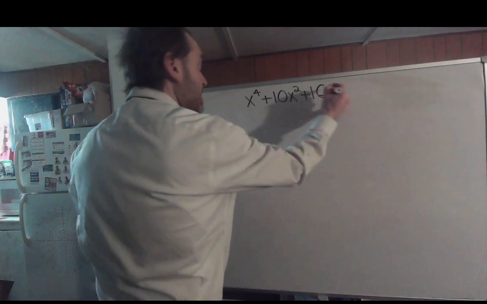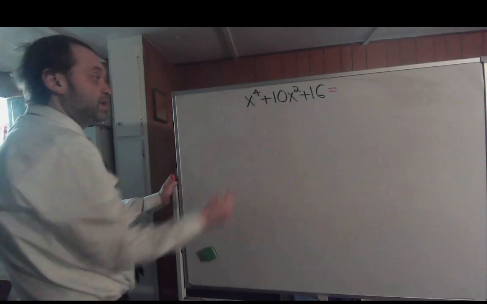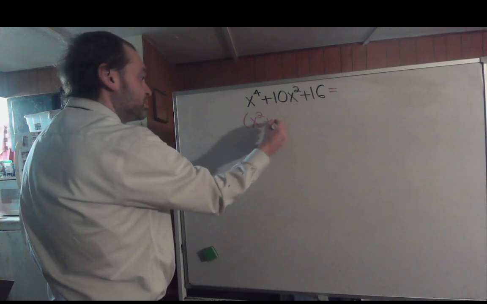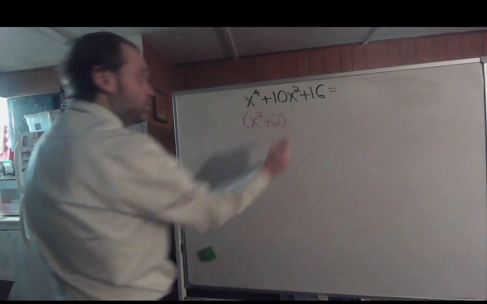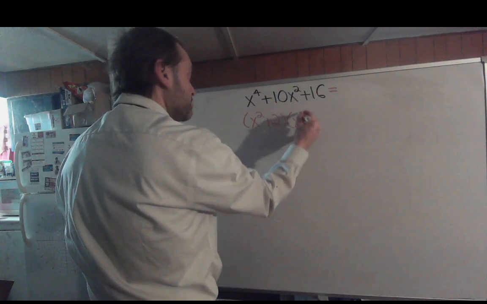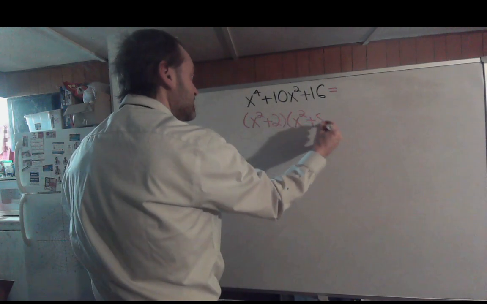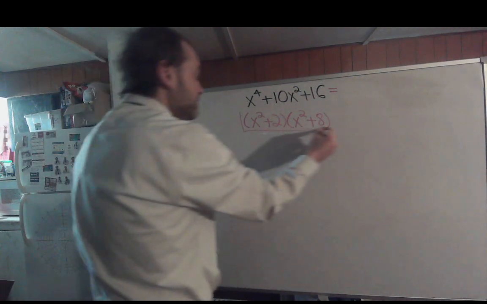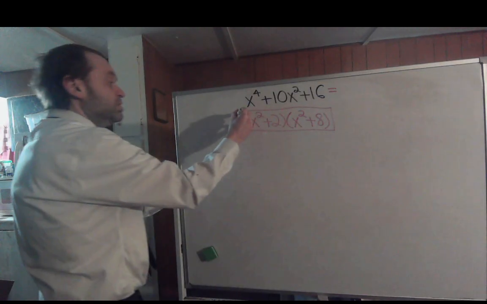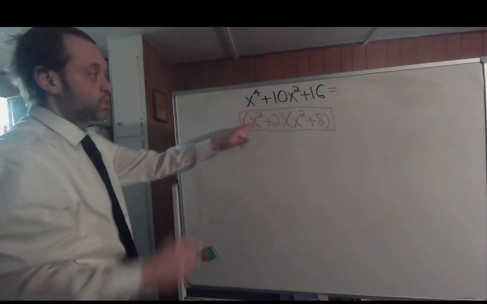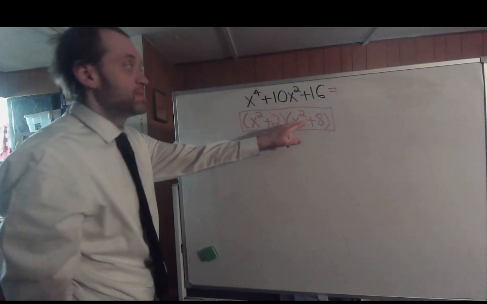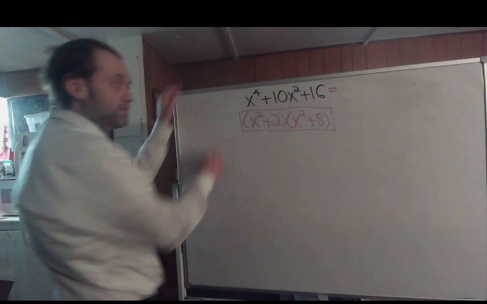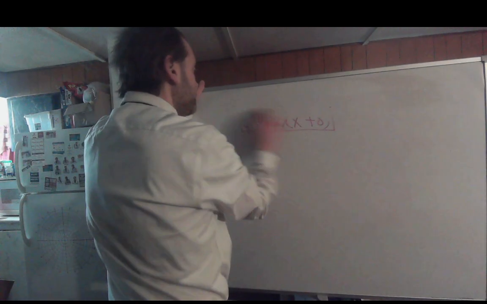Well, since everything's positive, I think it's going to be obvious that you would end up getting x squared plus 2, that quantity times x squared plus 8. And both of these are the sums of squares, so they don't factor any further. So there's the complete factorization. You would get x squared plus 2, that quantity times x squared plus 8. That one was easy enough. All right, I have about 3 more.